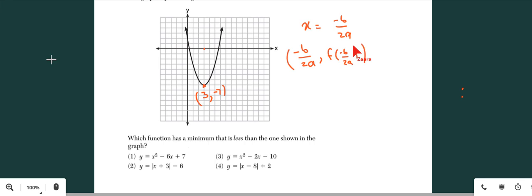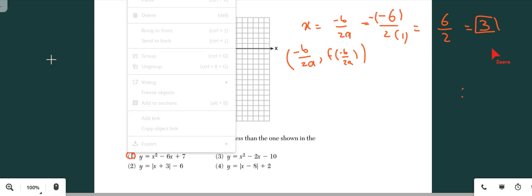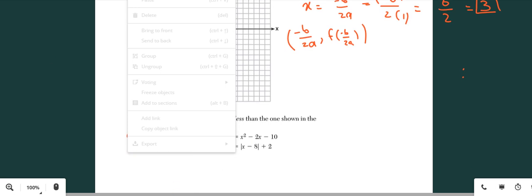By the way, when we take the value of b from here, it is negative 6. So negative 6, the value of a in option 1 is 1, and there is a negative in the formula. So it will become 6 over 2, and that is 3. So the first equation has that characteristic, that its minimum point or its vertex point is at x equals 3, which is clear from the graph. So option 1 is the correct one.